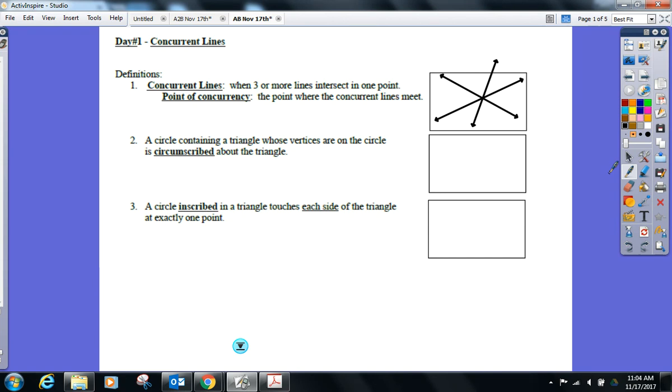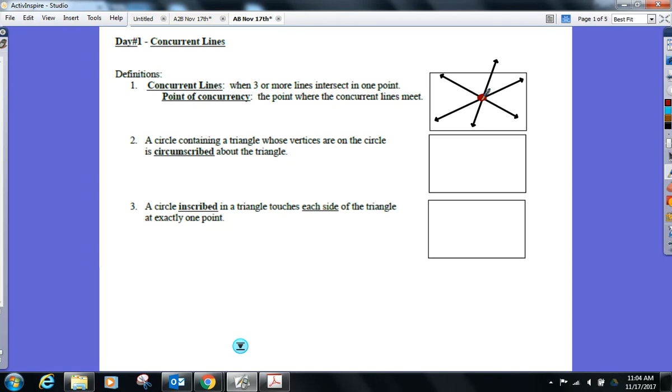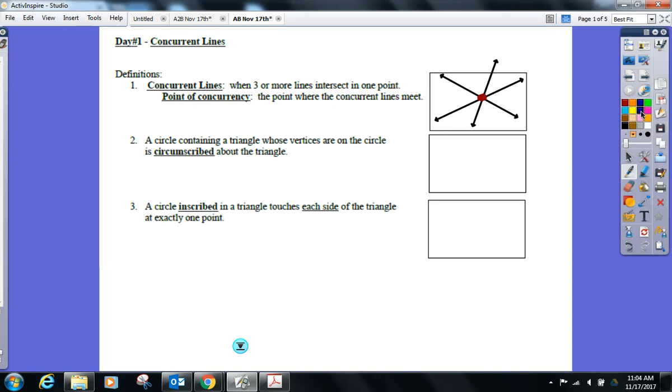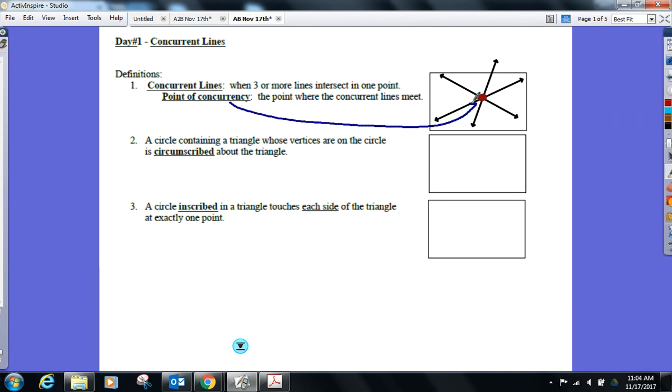Those are referred to as concurrent lines. There are three lines, and they all intersect at the same point. That point that they all intersect at, please make a very obvious point. That point we're going to refer to as the point of concurrency. All right, the point of concurrency, where they all intersect.